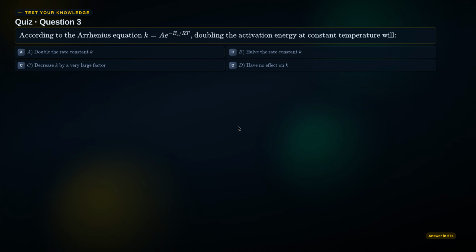Quiz question 3. According to the Arrhenius equation, k equals A e to the negative EA over RT, doubling the activation energy at constant temperature will do what? Option A, double the rate constant k. Option B, halve the rate constant k. Option C, decrease k by a very large factor. Option D, have no effect on k.